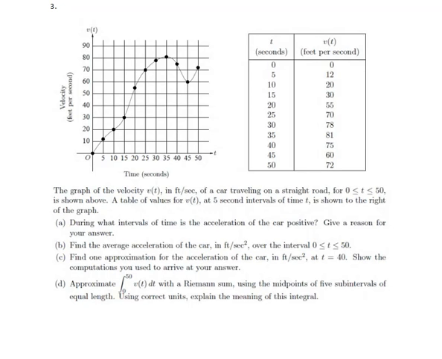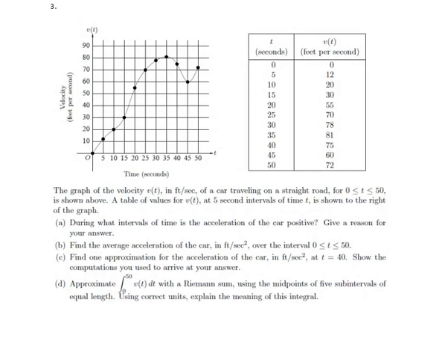In problem number 3, we have the graph of velocity v of t in feet per second of a car traveling on a straight road for t between 0 and 50 inclusive, shown above, and a table of values for v of t at 5-second intervals of time t is shown to the right of the graph.